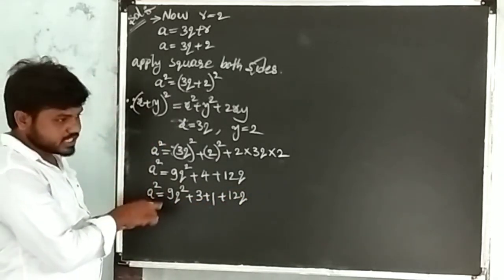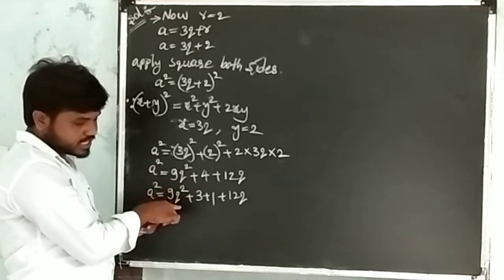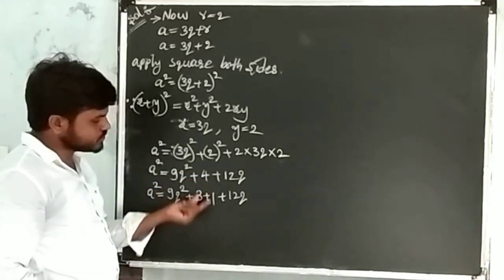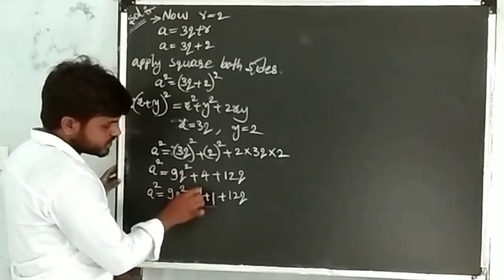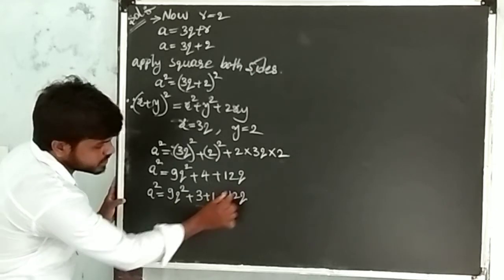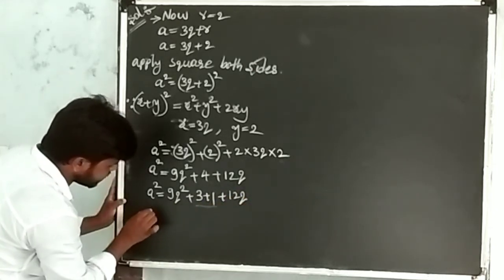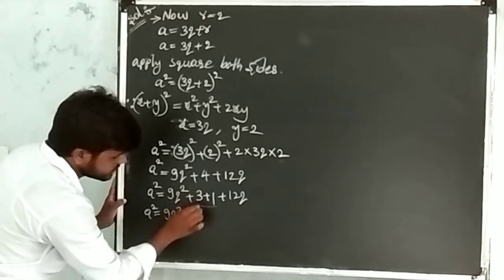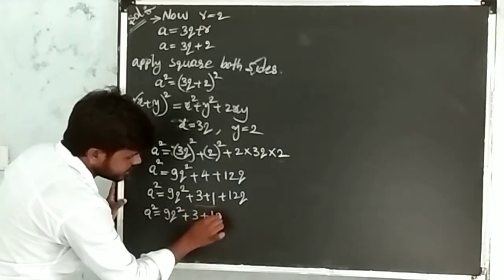a square is equal to 9q square plus, I split this 4 as 3 plus 1. 3 plus 1 is what? 4 only, plus 12q as it is. Now I am writing this plus 1 last. a square equal to 9q square plus 3 plus 12q.